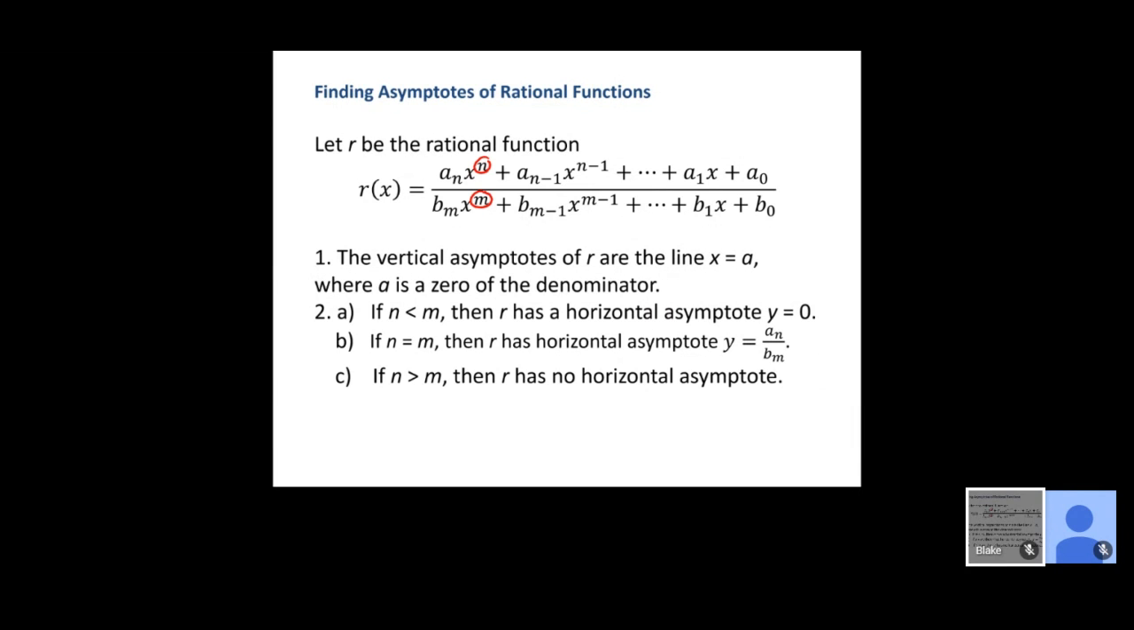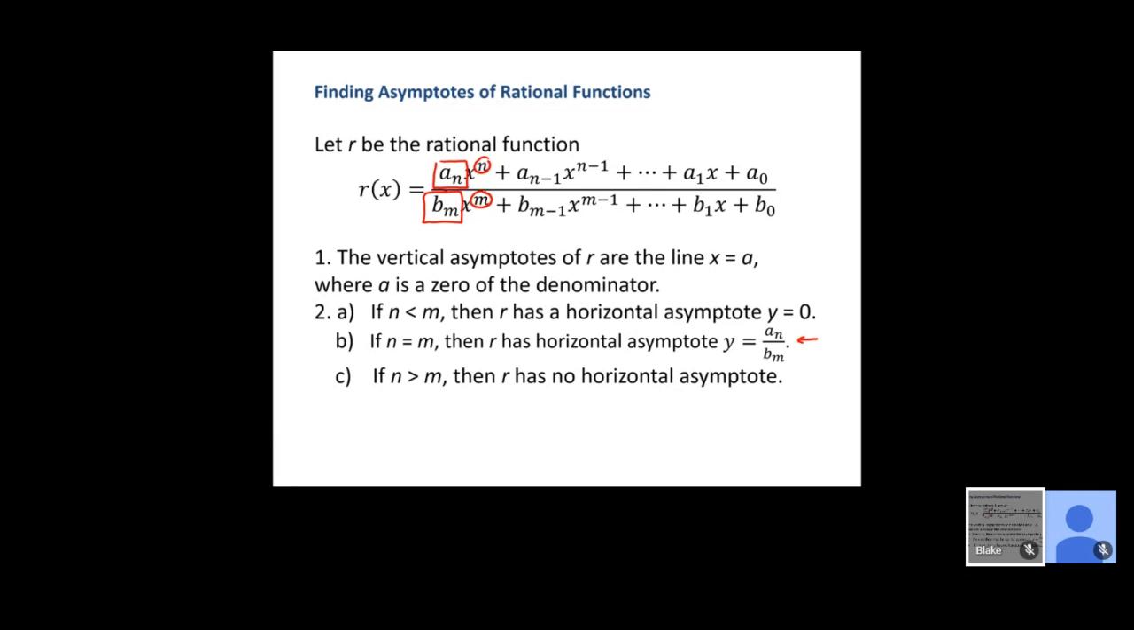If those two exponents are equal to each other, then we're going to take the leading coefficient, a sub n, and we're going to divide it by b sub n, which is the leading coefficient in the denominator. That's how we're going to get the horizontal asymptote if the exponents are equal to each other. Just divide those leading coefficients. And if n is greater than m, the exponent in the numerator is bigger than the exponent in the denominator, then there is no horizontal asymptote at all.